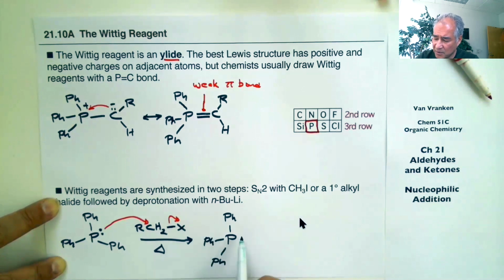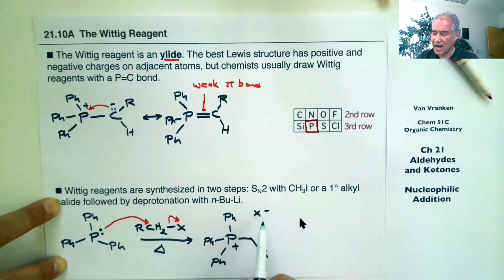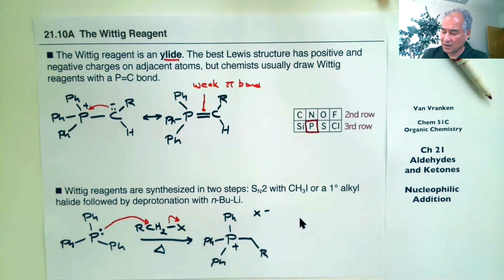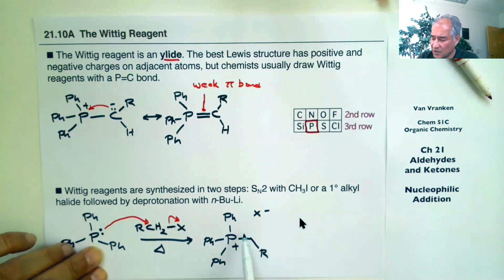So there's 3 phenyl groups on the phosphorus. I'm not going to draw out those phenyl groups. And then here we go. There's the positive charge. And I'll have this R group attached to that CH2. And the X minus will be floating around. It'll be either an iodide counterion. We call this a phosphonium salt when there's a P plus and a counterion that's adjacent to it. And you can isolate these and purify them.